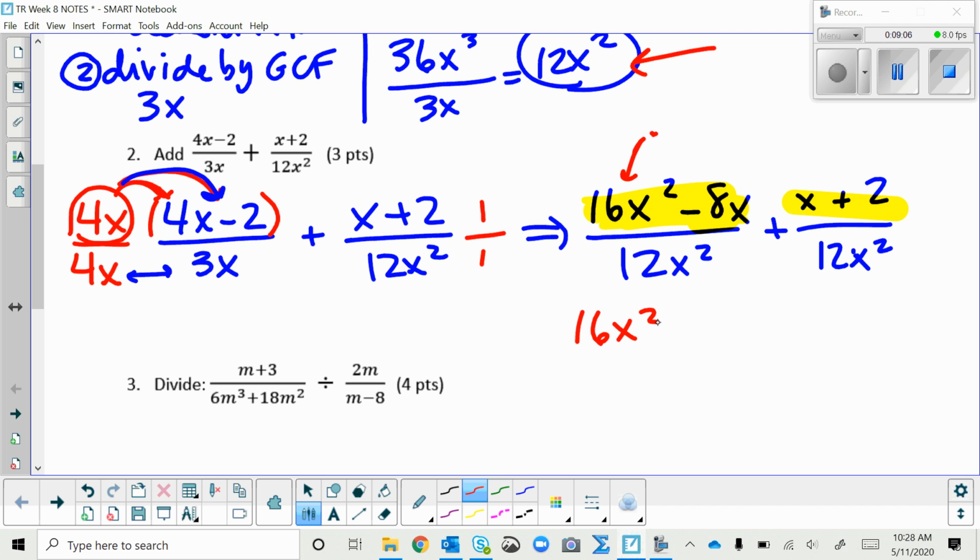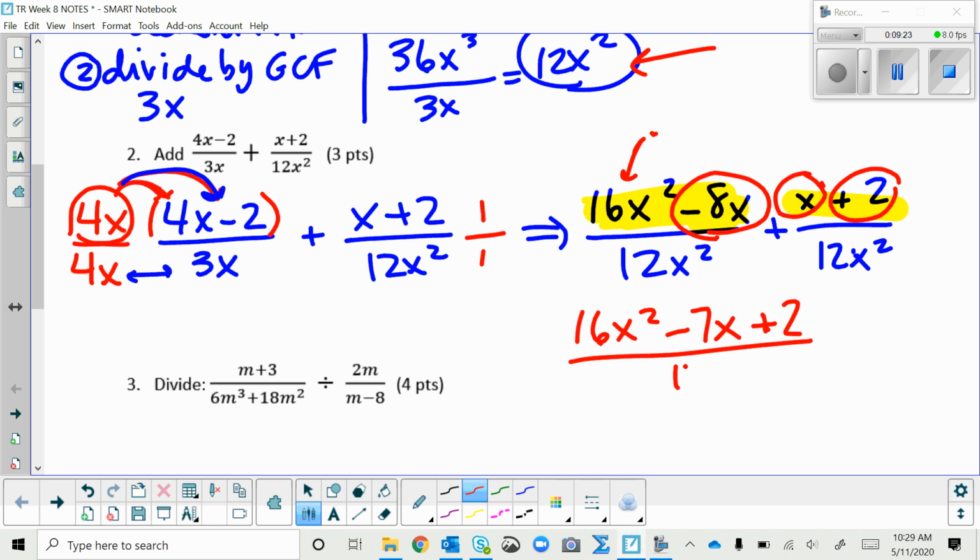Is there anything in the second fraction numerator that combines with negative 8x? Yes, right? This positive x. So negative 8x, positive 1x is negative 7x. And then nothing combines with this plus 2. And then it's all over 12x squared. Okay.